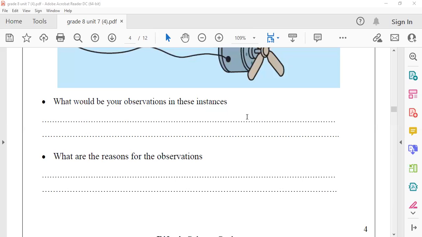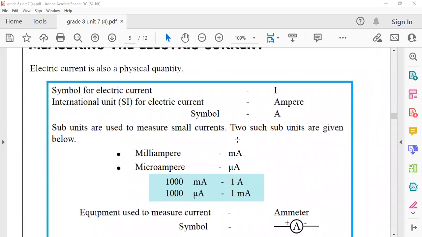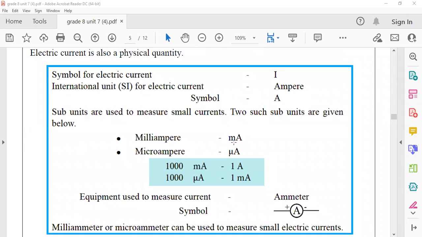So, measuring electric current. Through this discussion, we already have learned several things.